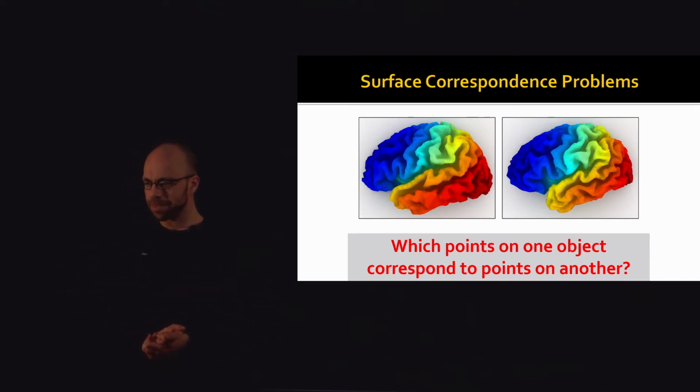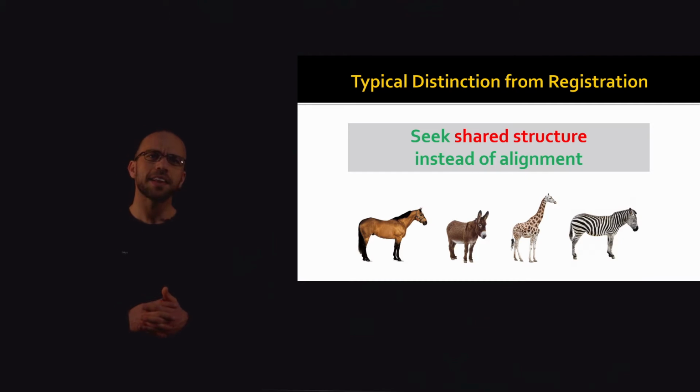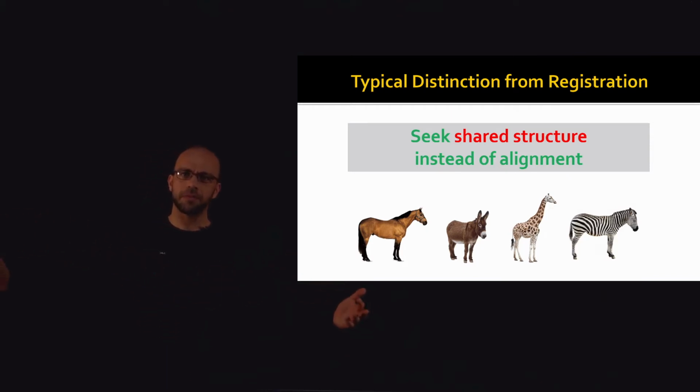Now, there are many different versions of the mapping problem. And you'll notice that I'm using the term correspondence rather than the term registration, which I think is one that's a little more common in computer vision. Now, there's a continuum of algorithms from one side to the other.